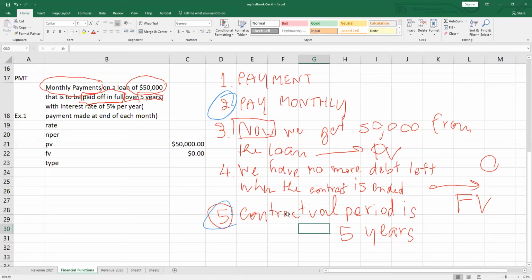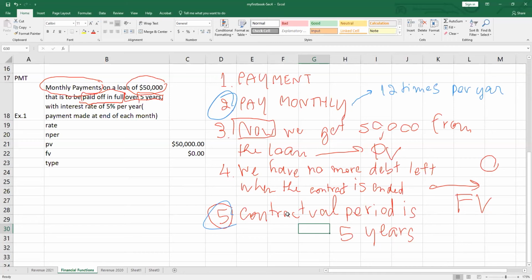How many times in total do we have to pay? How many times do we have to pay? So when you pay monthly, that means you pay 12 times per year, right? 12 times per year, and you have to pay for 5 years. That means in total, you have to pay 60 times, right?